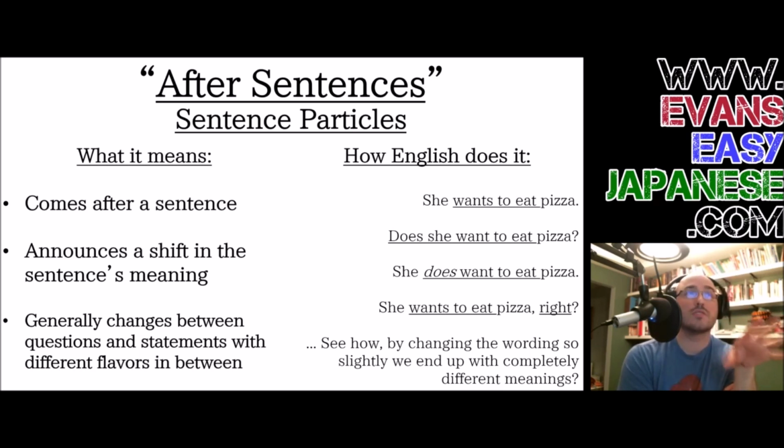She does want to eat pizza. No. What you're saying is wrong. She does want to eat pizza. And then here we're throwing in the word right. She wants to eat pizza, right? See how we just shift with that little eh? And that suddenly changes how the entire sentence is interpreted.